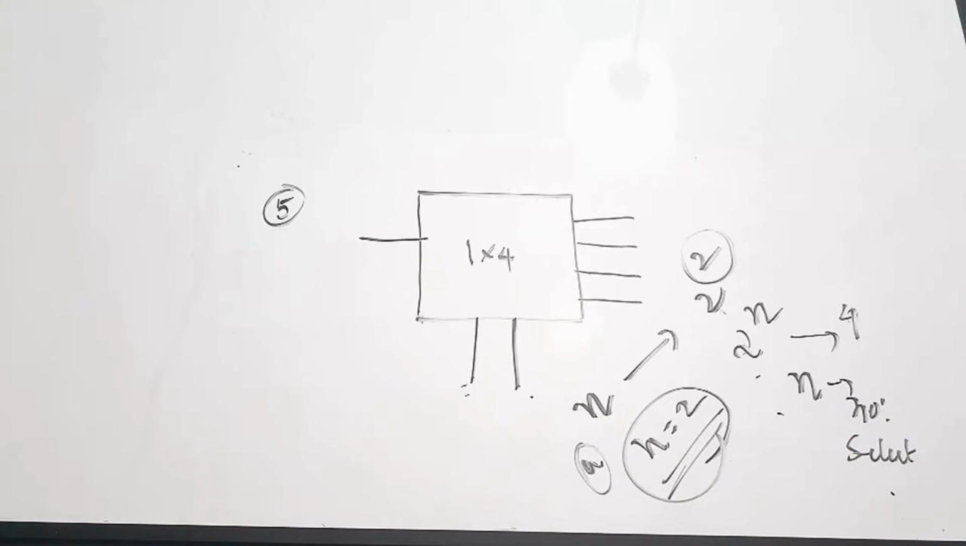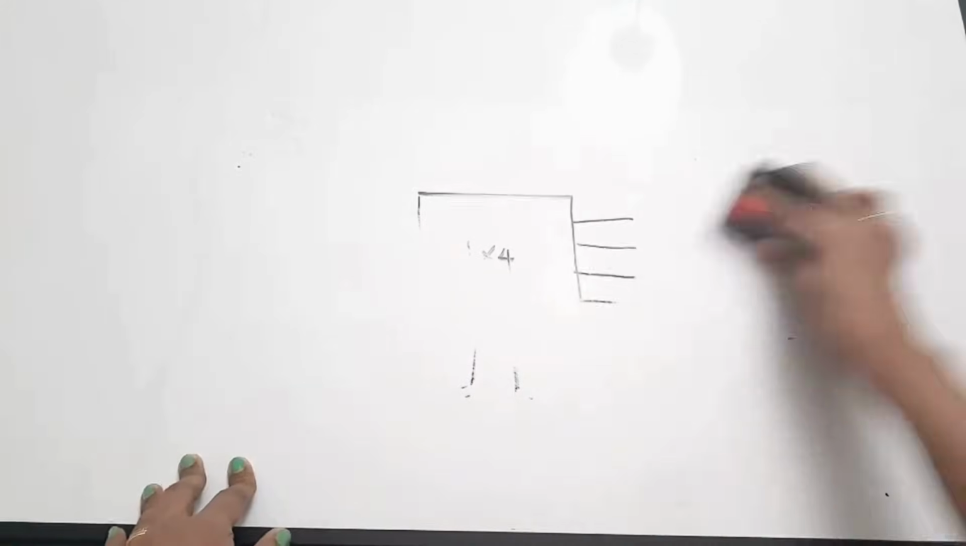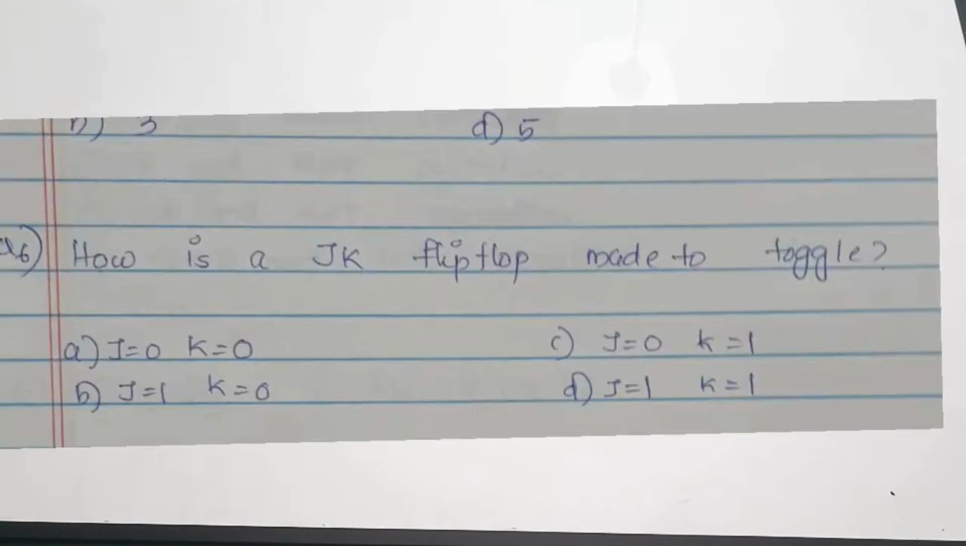Moving on to the next question, which is the sixth question. The sixth question is from flip-flops, and it is from the JK flip-flop section. How is the JK flip-flop made to toggle? In order to answer this question, you should be familiar with the truth table of a JK flip-flop.